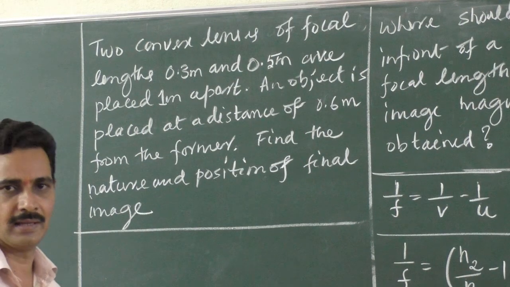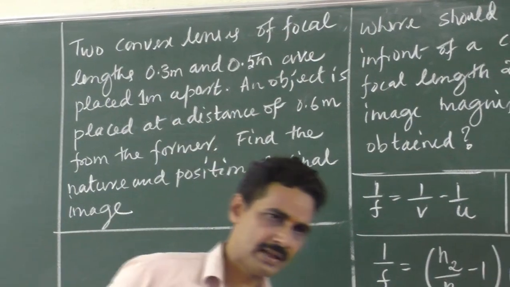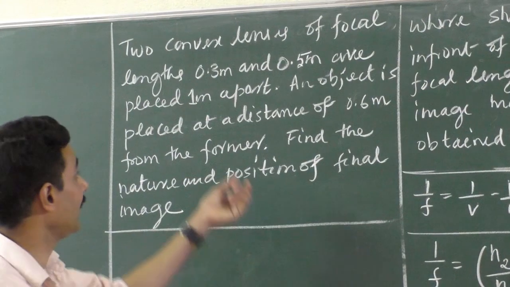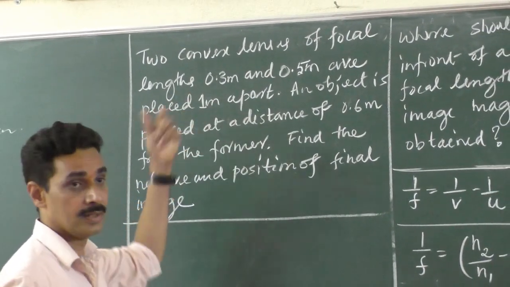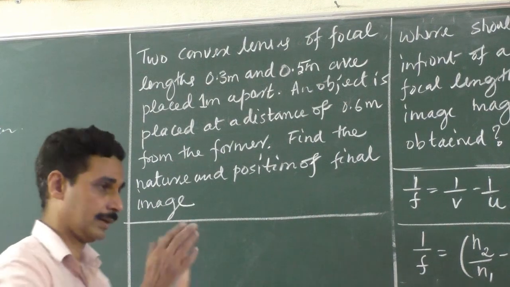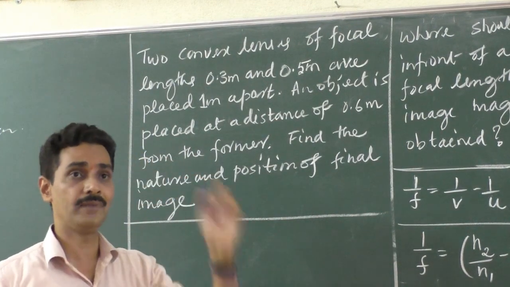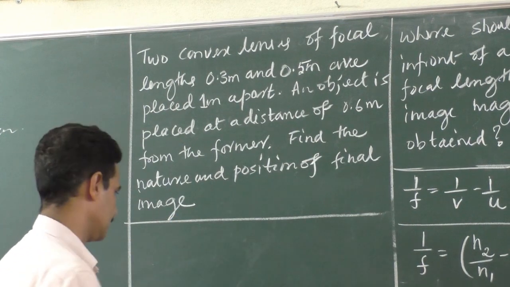There are two lenses here. Now, sir, can we apply the combination of lenses formula and find the equivalent focal length? No, because they are kept 1 meter apart. They are not placed together. The formula for combined focal length holds good only when the lenses are kept in contact, touching each other.